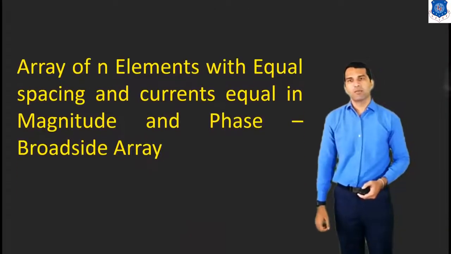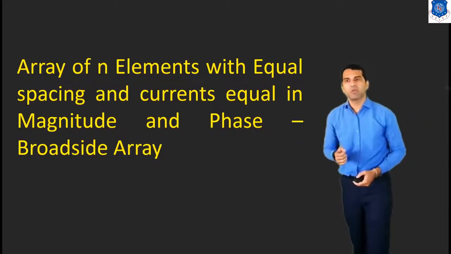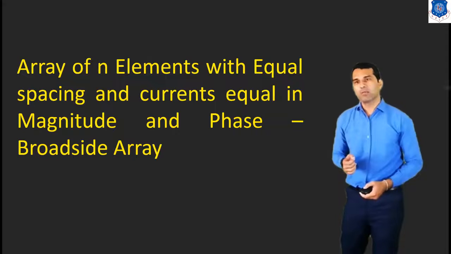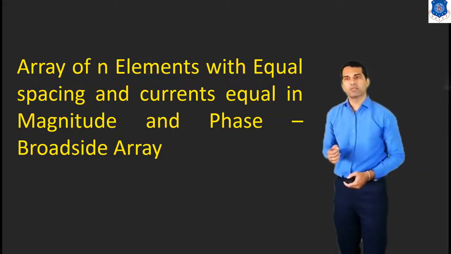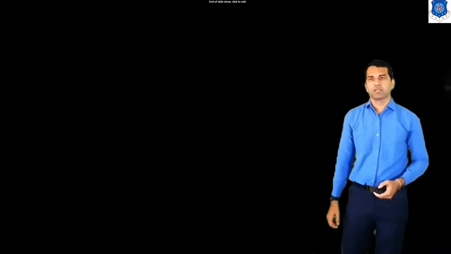So in this lecture we analyzed an array of n elements with equal spacing and current equal in magnitude and phase for the broadside array. Thank you.